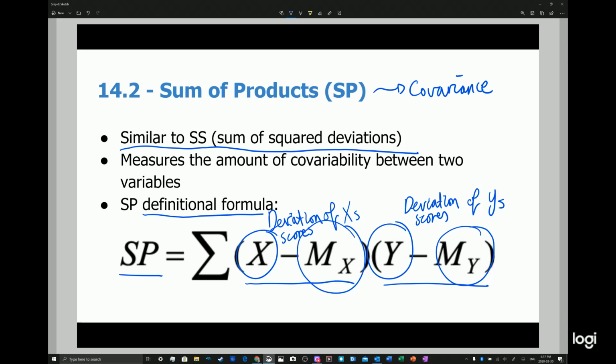Okay, so that's going to be the numerator, the top part of your Pearson R, covariance over your individual variance, which I'll write like this. Okay.